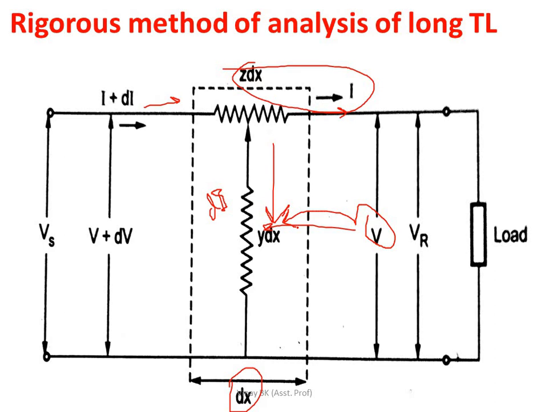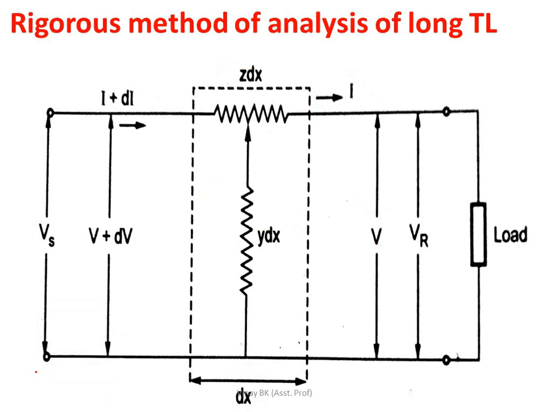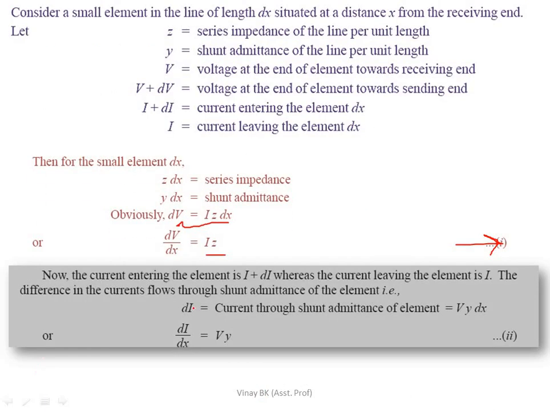Going for the analysis, the current through the shunt admittance is given by V into y dx from the circuit, so I can write here dI by dx equals V into y. Give this as equation number 2.